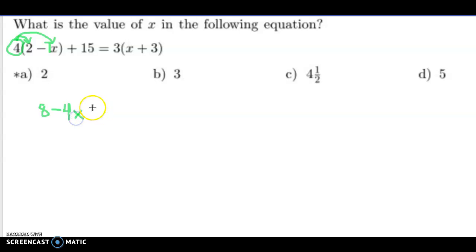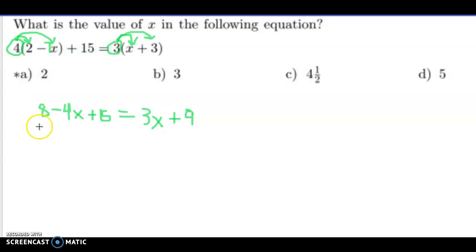I go ahead and bring down the positive 15, and then I need to bring down the equal sign, and then I have to distribute the 3. Well, 3 times x is 3x, and then positive 3 times a positive 3 is a positive 9.